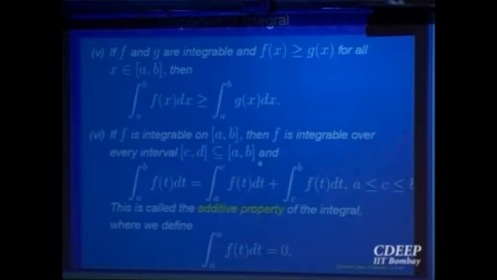This is a property which is maybe slightly technical to prove: if a function is integrable in [a, b] and c is a point in between, then it is also integrable in every subinterval inside [a, b]. Right? And one can show that integral a to b is the same as integral a to c plus integral c to b. So this is called additive over the range of integration.